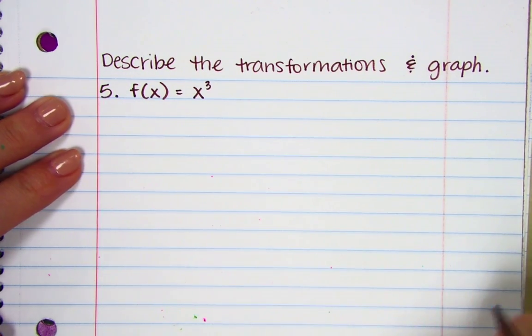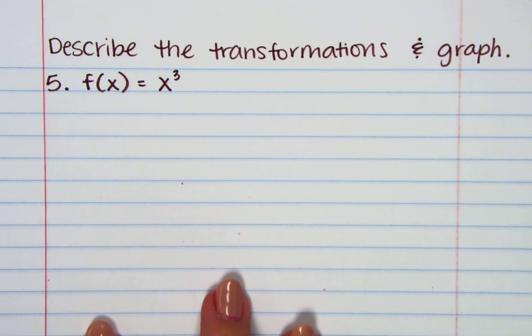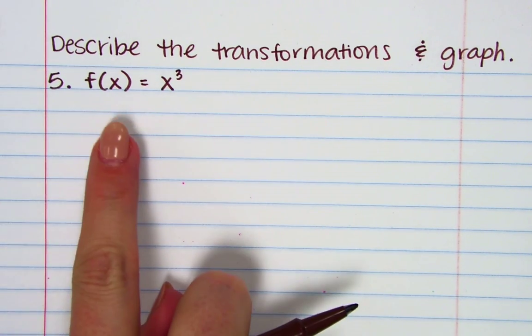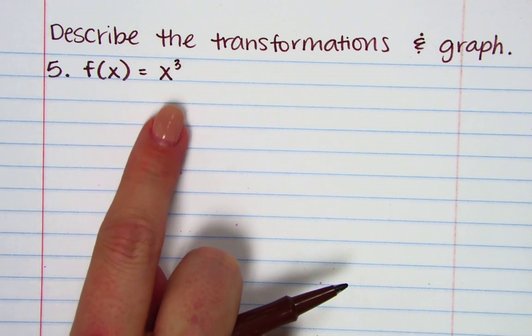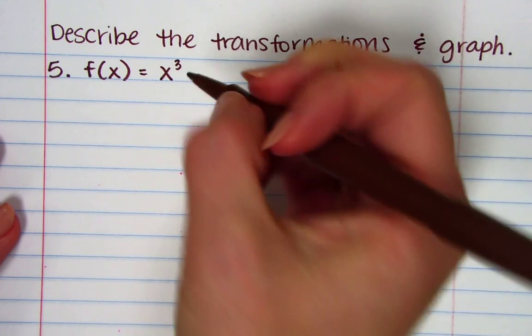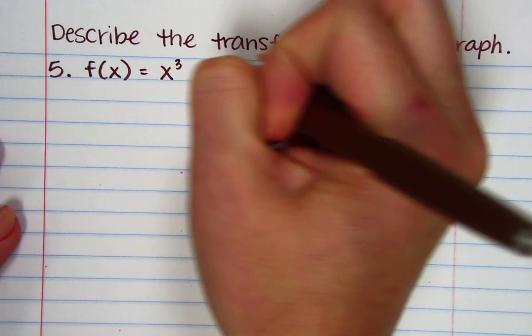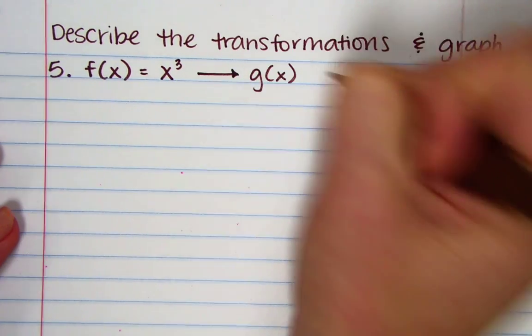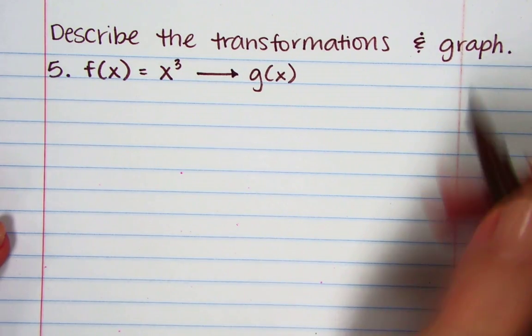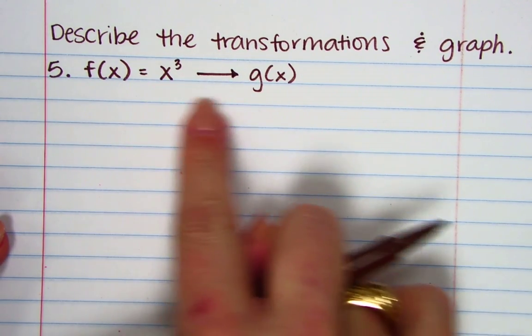On all the ones on the stations that we're going to do in a little bit, they're going to give you f of x first. That's what you're starting with, the parent function, x to the third power. Then they're going to give you g of x. That's the transformed equation. And then they want you to tell them what's the difference, what changed from this to this one.